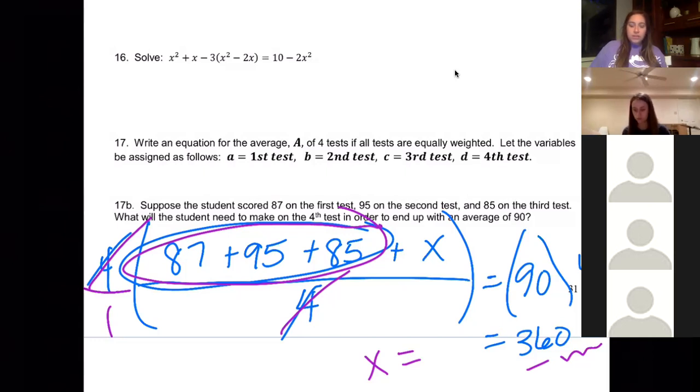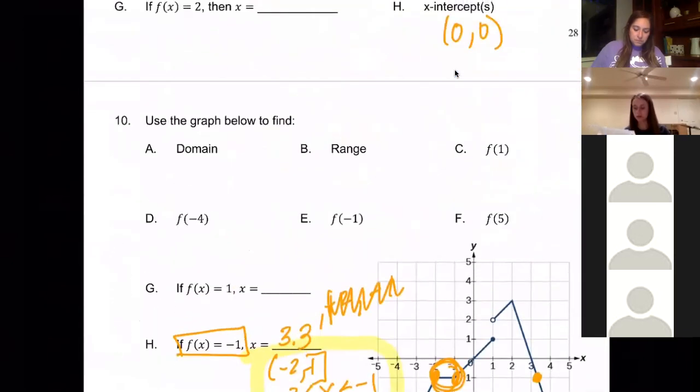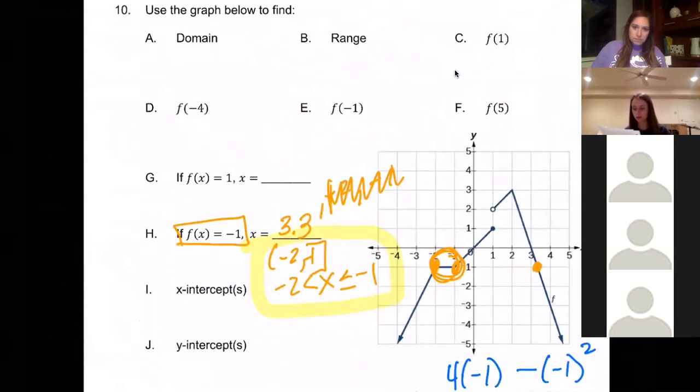Okay, are there other questions? For 10H, I got one of the answers, I think, but I didn't get the other part of it. You got the 3.3? Actually, 3.4 or something like that.